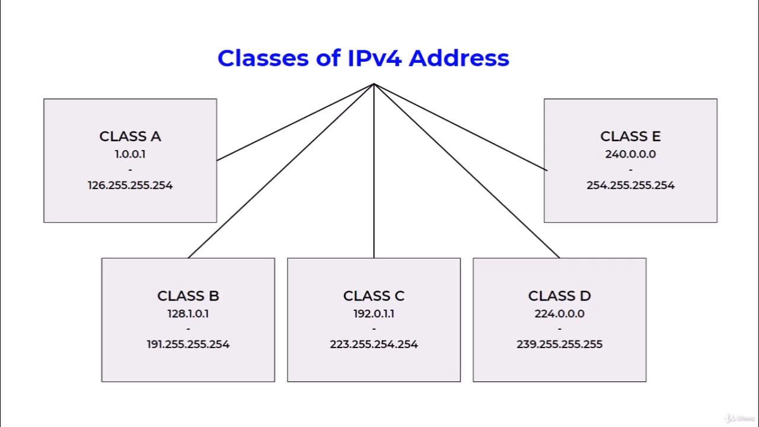So why are classes of IP address important? The 32-bit IP address is divided into 5 subclasses as you can see on the screen. These are class A, class B, class C, class D and class E. Each of these classes has a valid range of IP addresses. Classes D and E are reserved for multicast and experimental purposes respectively. The order of the bits in the first octet determines the class of an IP address.